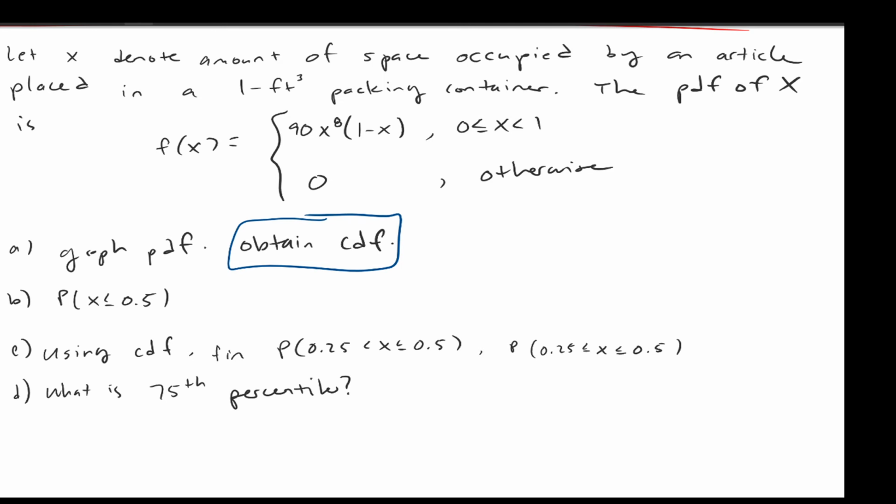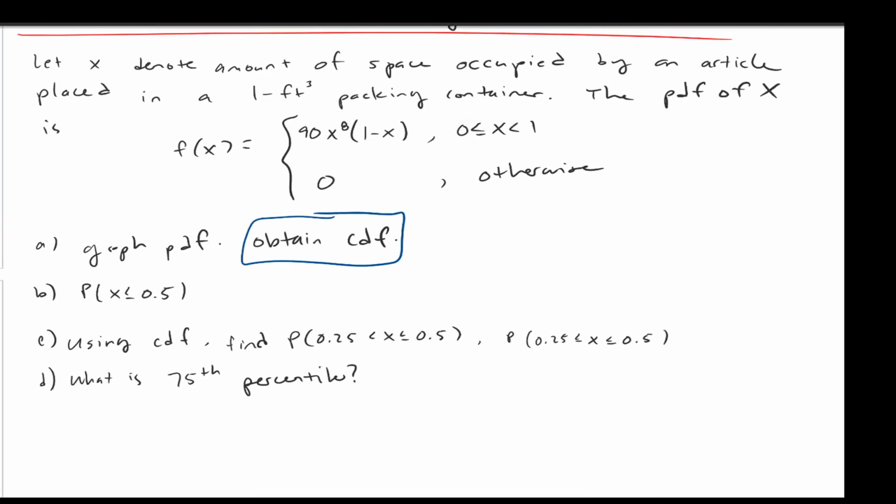All right, so this problem says obtain the CDF. It does say graph the PDF and the CDF, but I'm going to skip the graphing part. Part B says find the probability x is less than or equal to 0.5 using the CDF. Part C, find the probability that x is strictly greater than 0.25 but less than or equal to 0.5. And then the next part says greater than or equal to 0.25, less than or equal to 0.5. And then what is the 75th percentile? See, if I got this right, you said, can you work through part D? Okay.